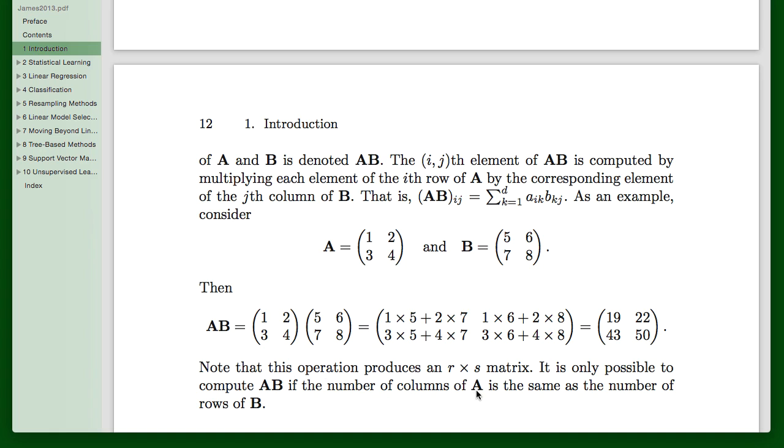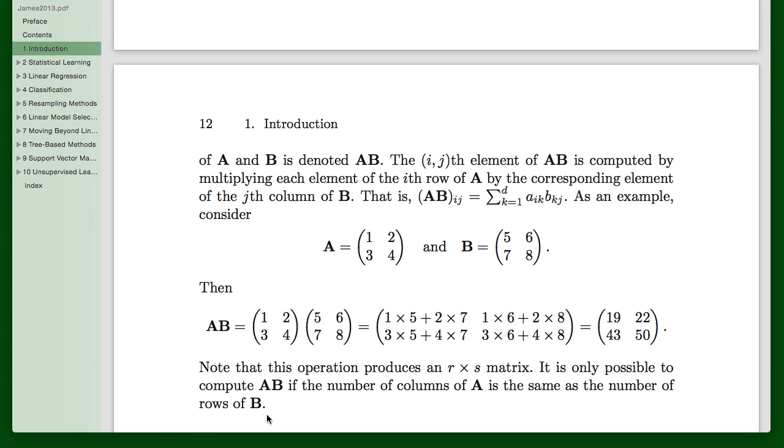The number of columns of A has to be the same as the number of, in other words, the number of columns of the first object here has to be the same as the number of rows of the second object. And the output will be of the size of the number of rows of the first object and the number of columns of the second object.